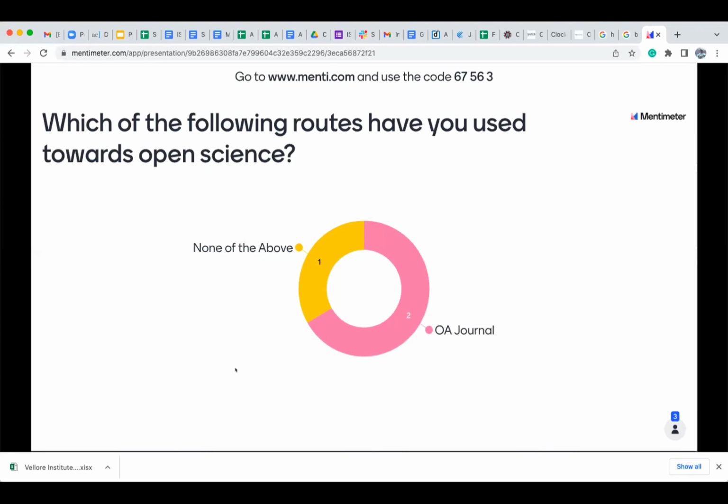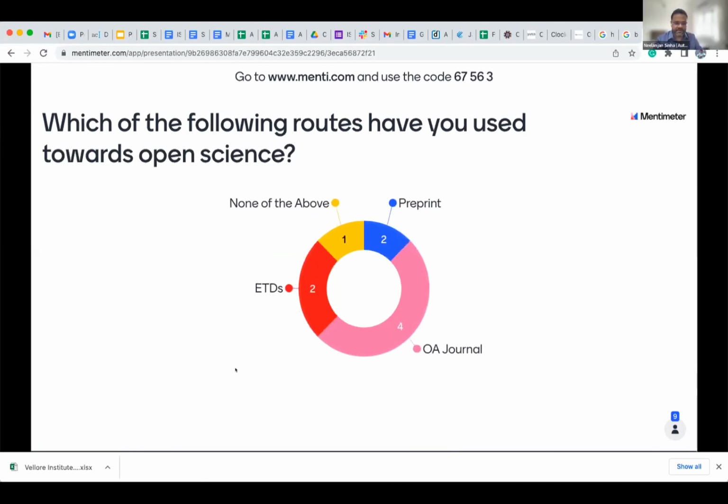Okay, so I will put poll 5 in the chat box now. Yes. I have posted it. It should be visible. Thanks. I'll share my screen. Which of the following words have you used to search? Someone has already used ETD. Nice.